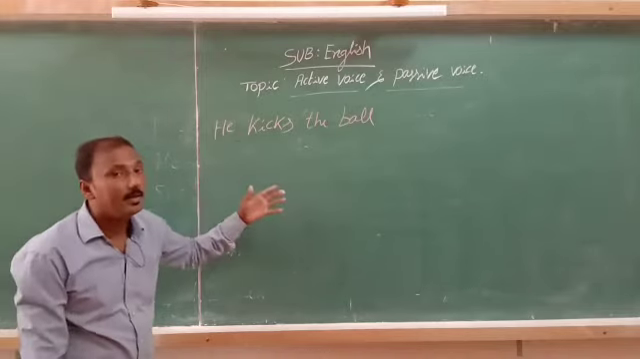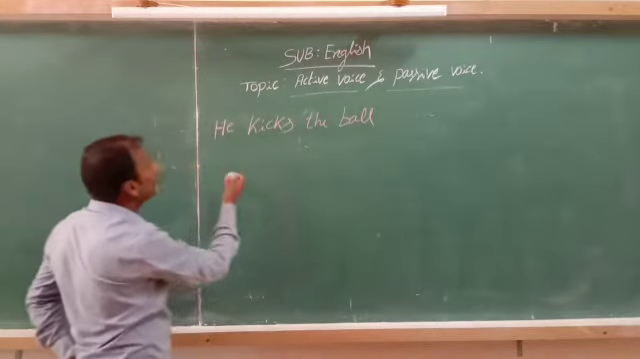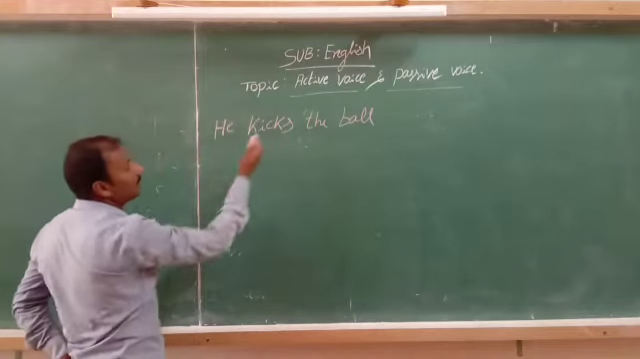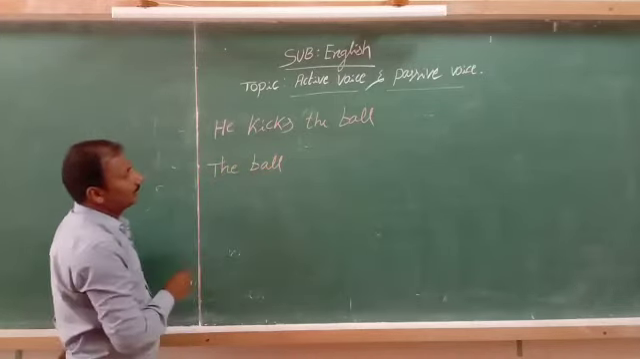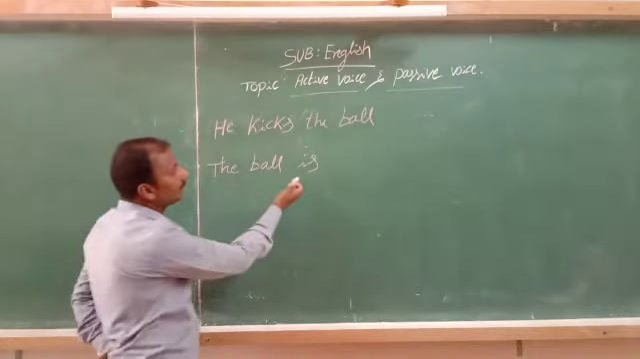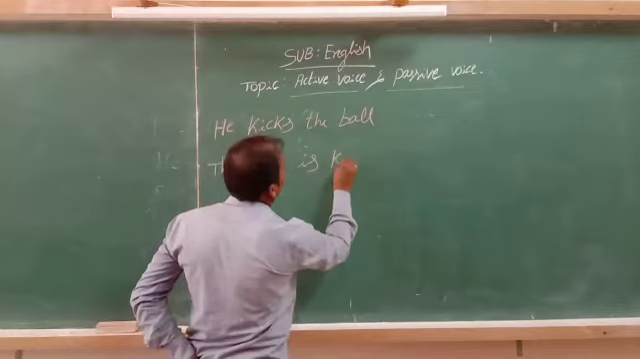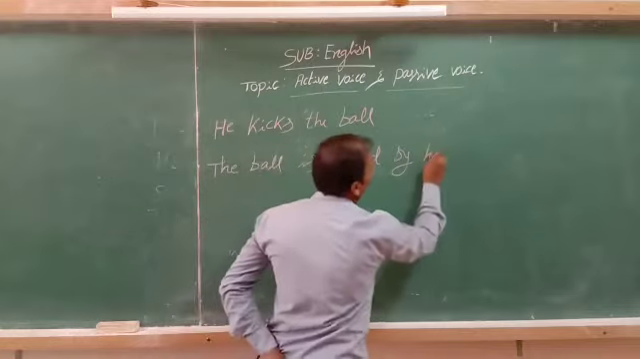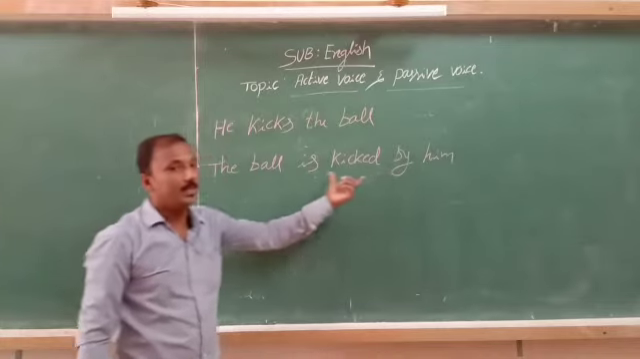And you already know that the subject becomes the object, and the object becomes the subject. The subject is he, the object is the ball. So first the object becomes the subject: the ball. The ball is, because this is singular and we use the singular form of the verb, is kicked by him. The ball is kicked by him. So that is the passive sentence.